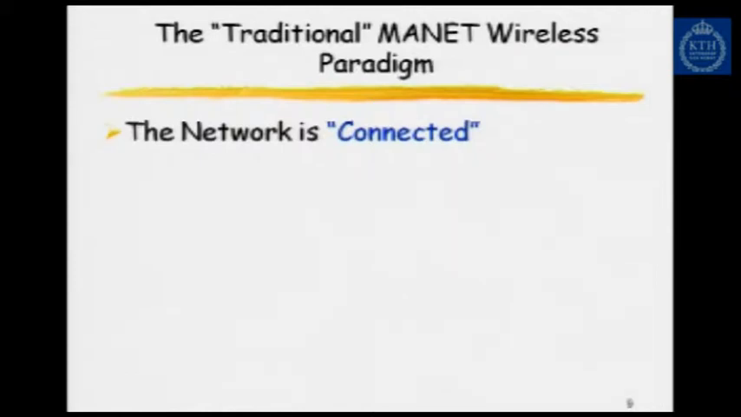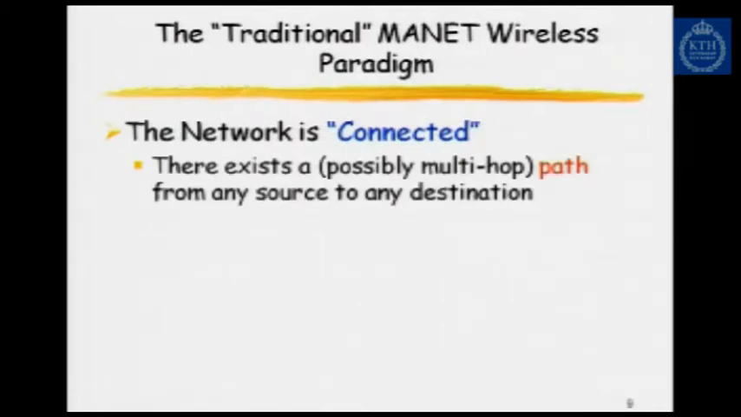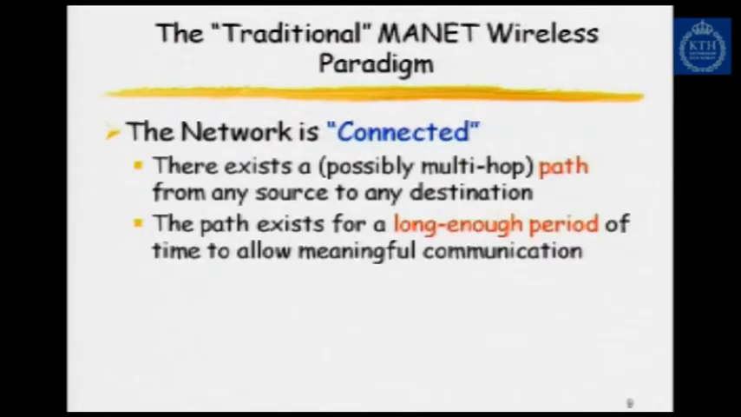So just to summarize this MANET paradigm, the network is connected. It's kind of a good engineering trick that we take a network that we don't know how to deal with, reduce it to something we know how to route on, and then apply our traditional techniques. The path exists, but it has to exist for a long enough period of time to actually make any sense. Otherwise, you can't route over it. But if it's disrupted, it can be repaired.